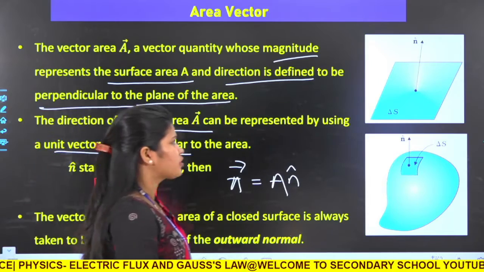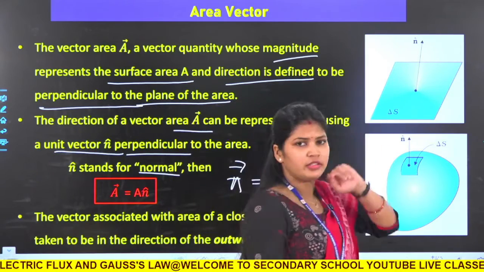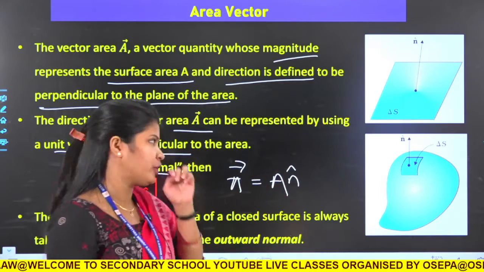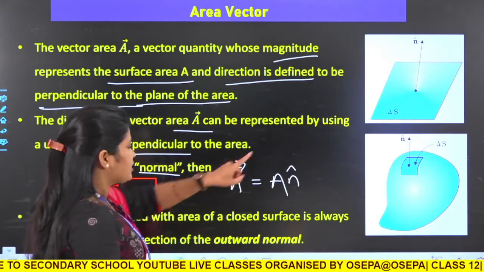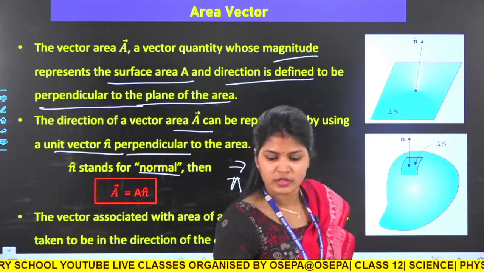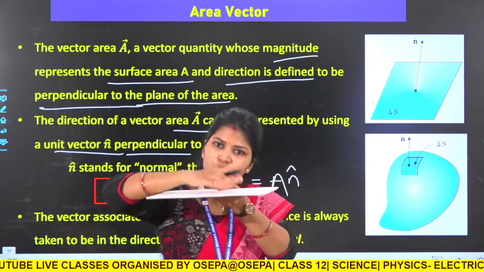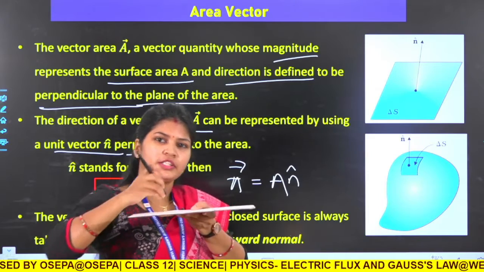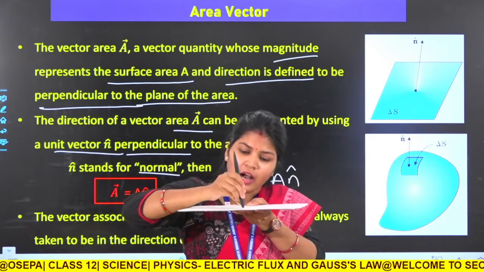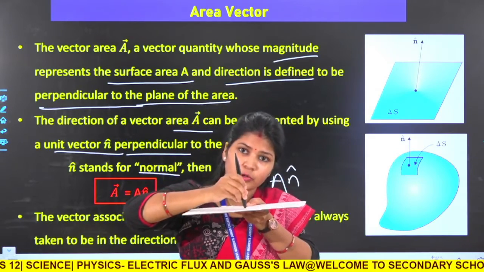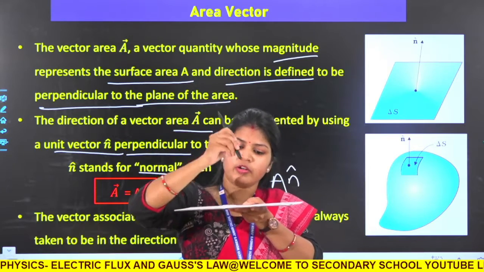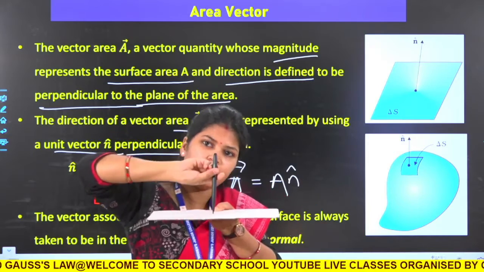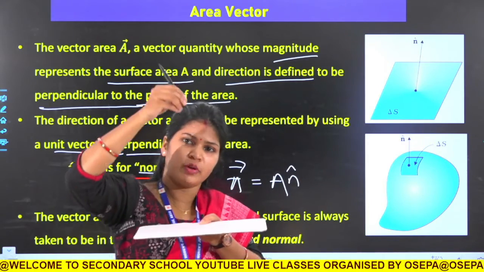Then the question comes, should the direction be outward or inward? See, this surface has two sides, isn't it? Then we always denote the direction as outward normal. Remember, the direction will always be outward normal, not inward.